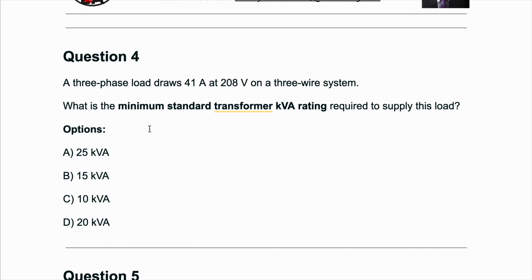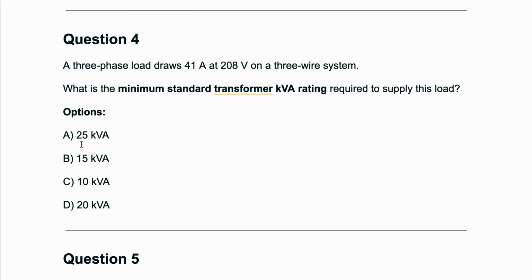Question 4. A three-phase load draws 41 amp at 208 volt on a three-wire system. What is the minimum standard transformer kilovolt amp rating required to supply this load? We have a load that draws 41 amp at 208 volt. Because it says this is a three-wire system, the three-wire system is a delta connection load. So it is a delta load.